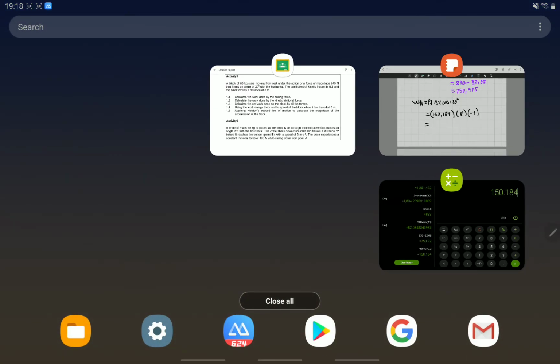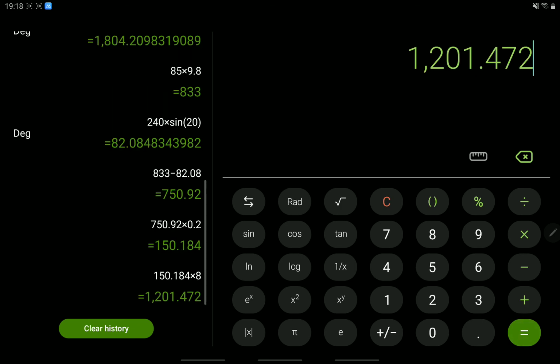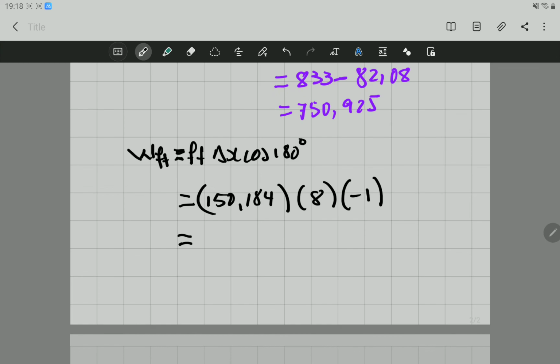So let's get the calculation here. 150.184 multiplied by 8 multiplied by -1. Every number multiplied by 1 is the same number, and negative because positive times negative is negative. So the answer is 1201.472. Let's round off to 2 decimal places. The final answer is -1201.47 joules. This is the work done by frictional force.